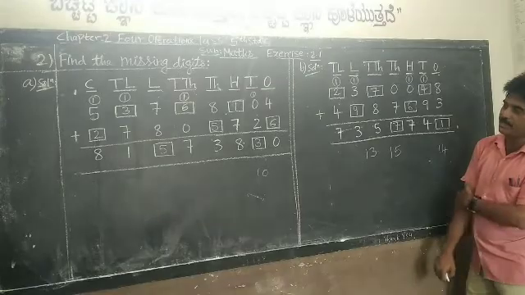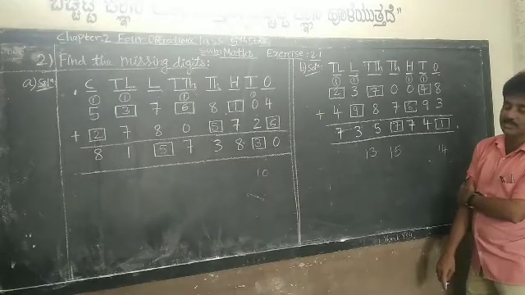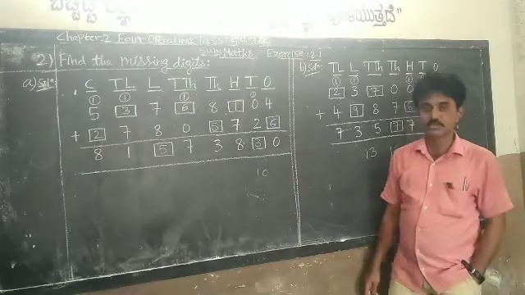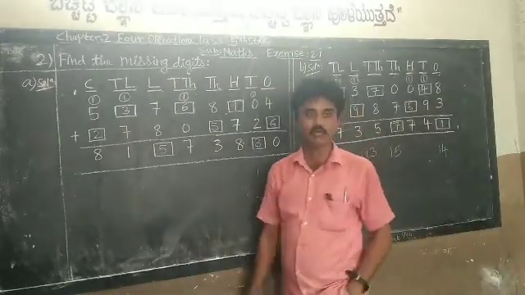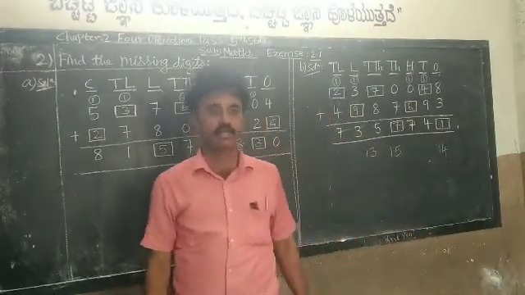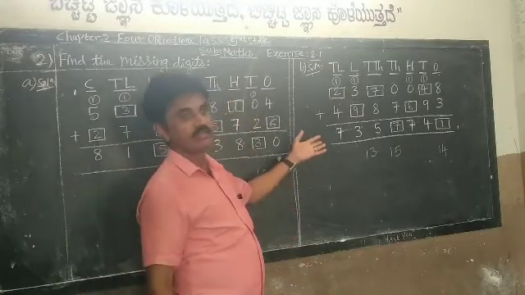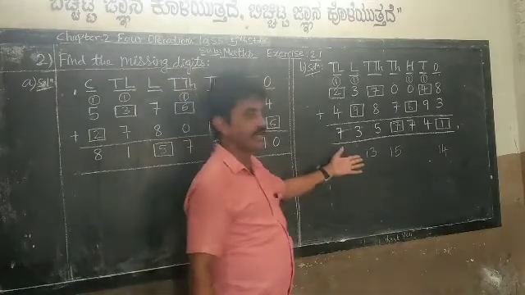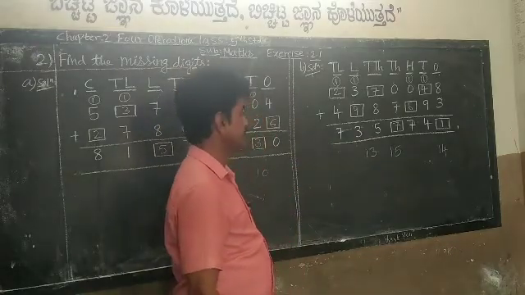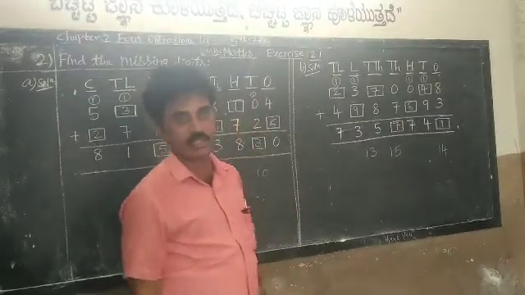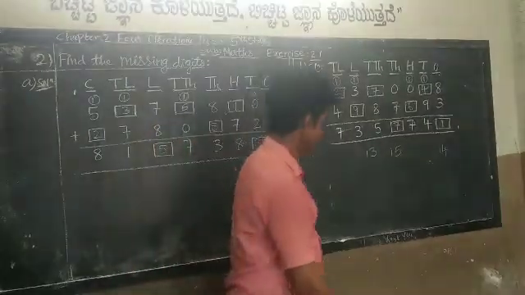Understand? A and B I have solved. Write it neatly in your classwork. C and D take for homework, because by practicing only you will be able to immediately guess and identify the digit. Understood? Next problems will continue in the next class. Okay.